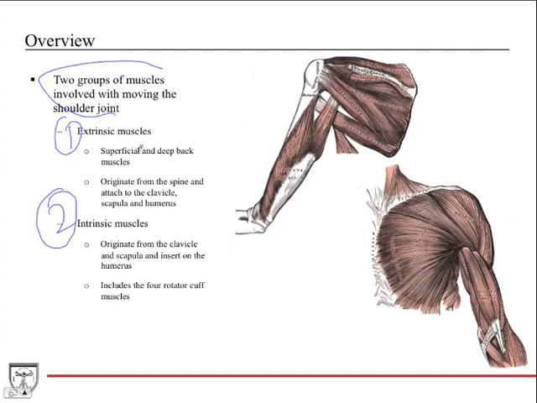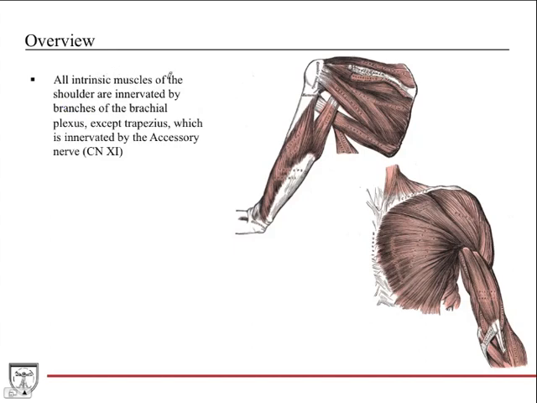The extrinsic muscles we already went over in the spine section. They're the superficial and deep back muscles, and they originate from the spine and attach to the clavicle, scapula, and humerus. The intrinsic muscles, which is what we're going to go over here, originate from the clavicle and the scapula and insert onto the humerus. And this includes the four rotator cuff muscles as well as some other muscles.